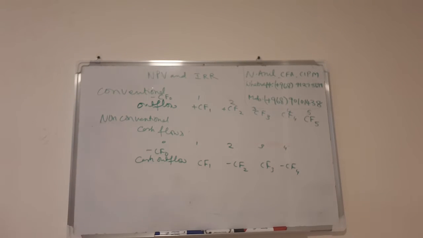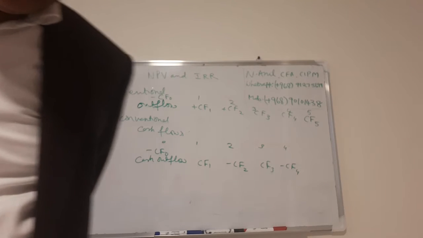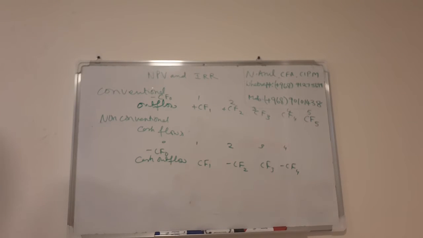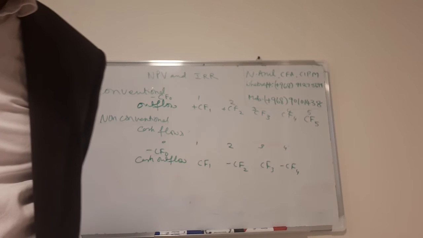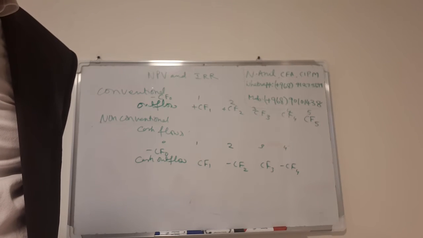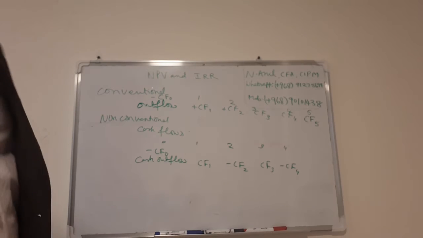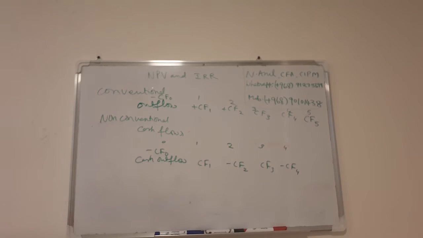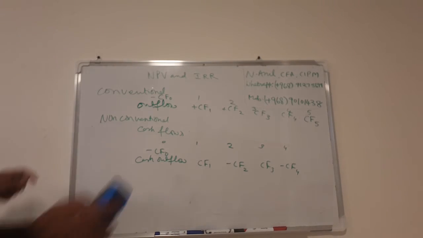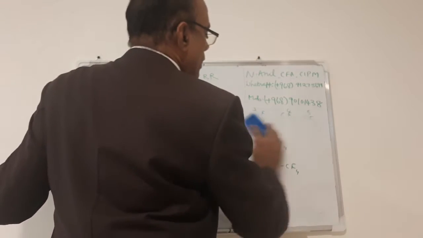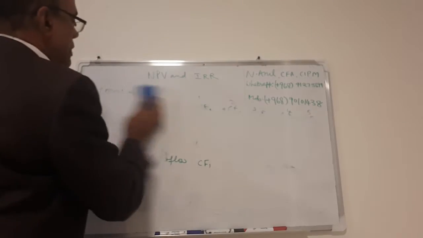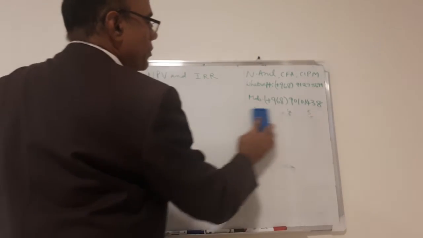Now, what is the definition of NPV? NPV is simple. It is the sum of the discounted cash flows at a particular rate of return, and then subtract the initial outlay. NPV stands for net present value, as you all know.